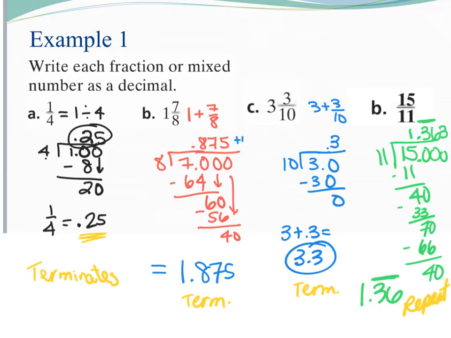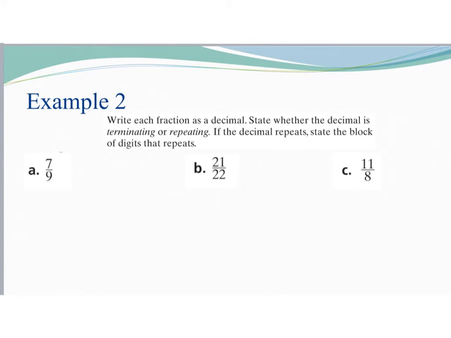So in example 2, we're going to have to distinguish these. In example 2, it wants us to do the same thing. I want you to pause the video and then come back and double check your answers. So if you take 7 and divide it by 9, you should get a decimal of 0.7 repeating. So this right here will be a repeating decimal.